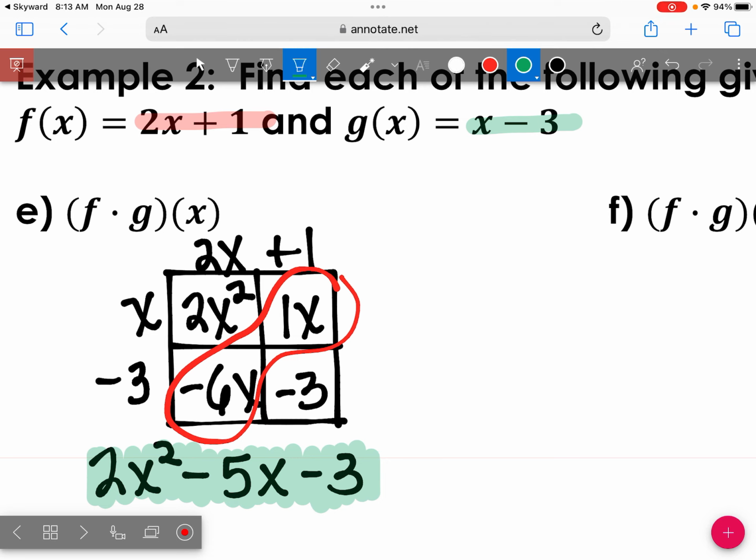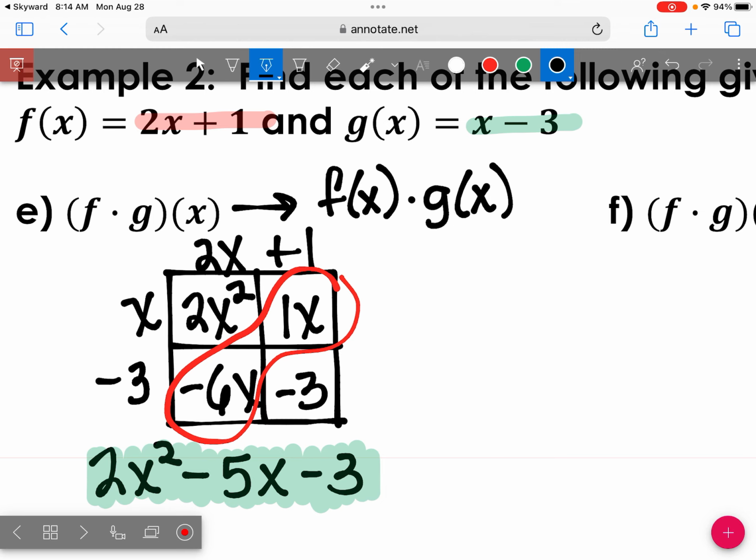Yes. Should we just not do anything with the x in parentheses? No, because this is an abbreviation for saying take f of x times g of x. So that just means take the f and g function and multiply them together.